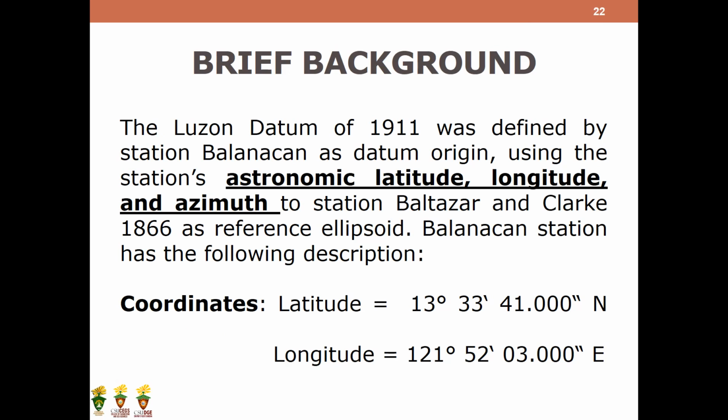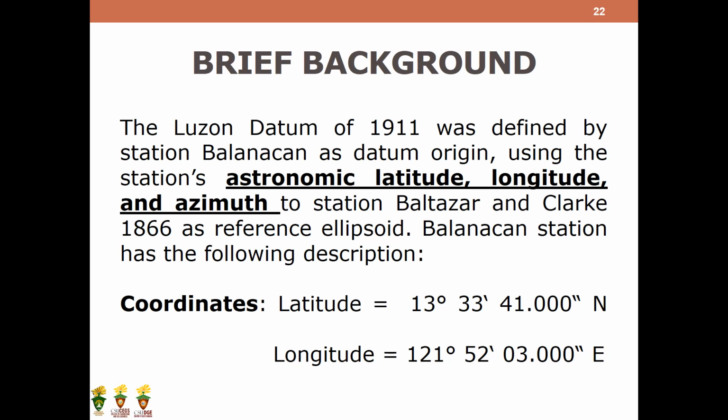Again, with Station Balanacan as origin, using the station's astronomic latitude, longitude, and azimuth to Station Baltazar. Station Baltazar is another station, by the way. Balanacan is an island, and there was another island, which is Baltazar. This is where they referred their astronomic observations. They used the Clarke Spheroid of 1866 as the reference ellipsoid, the ellipsoid model they used.